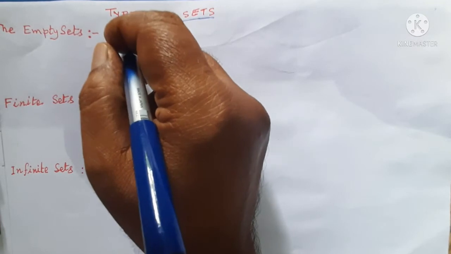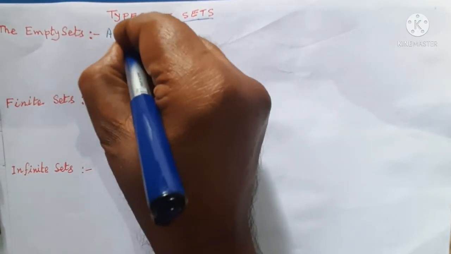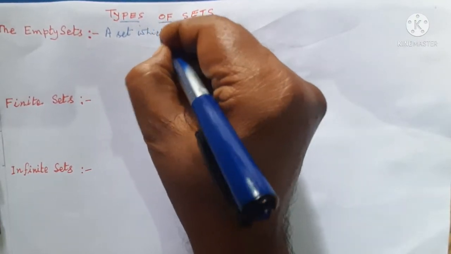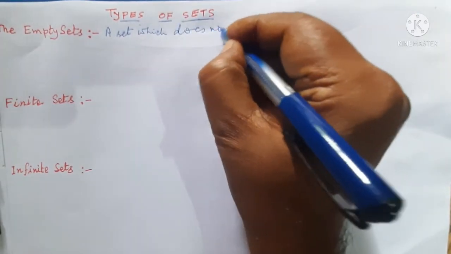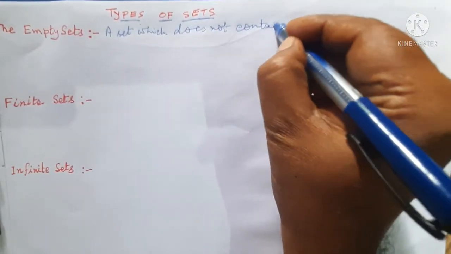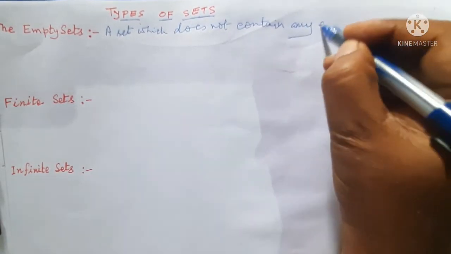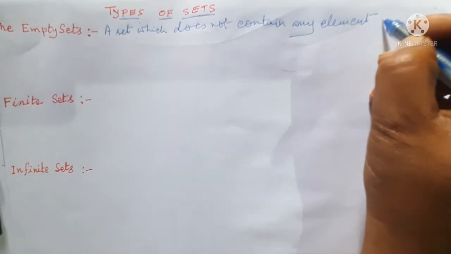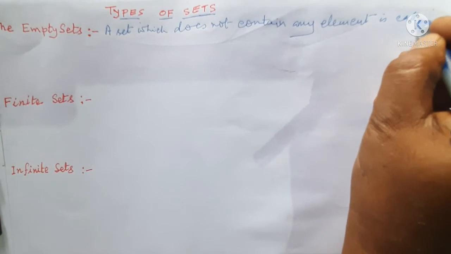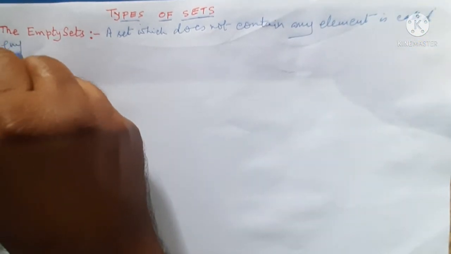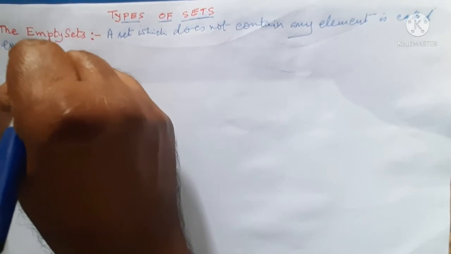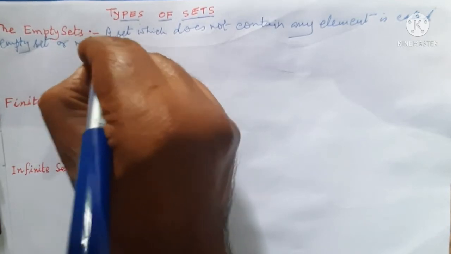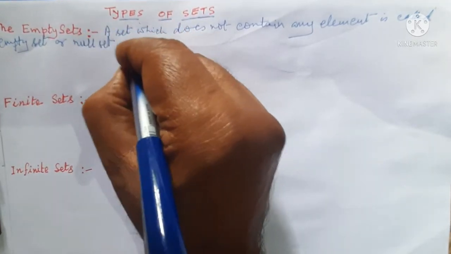So, empty sets. A set which does not contain any element is called an empty set, or null set, or void set.